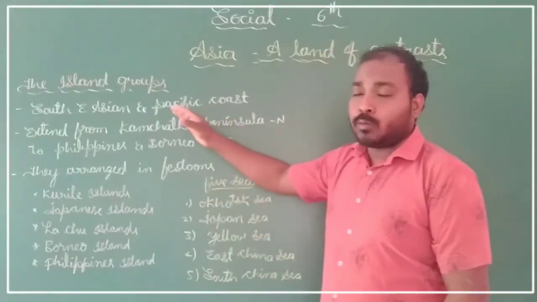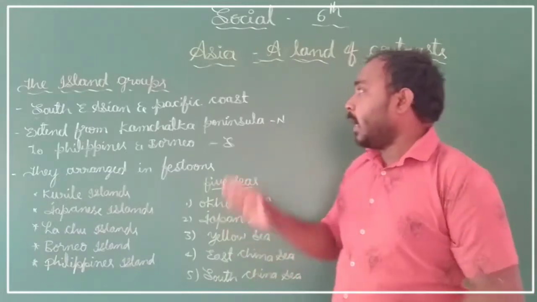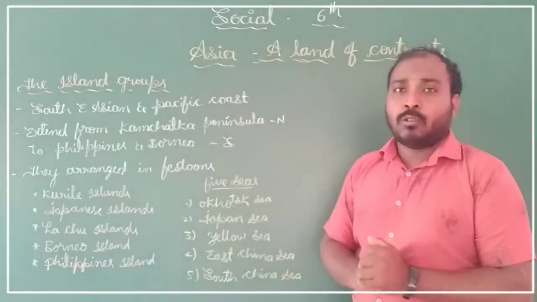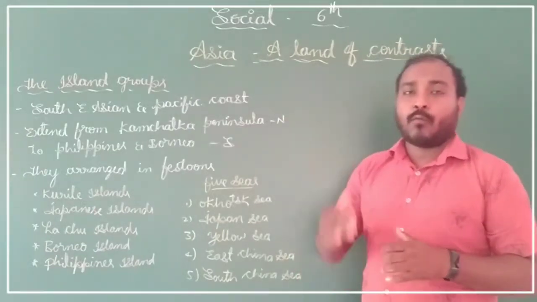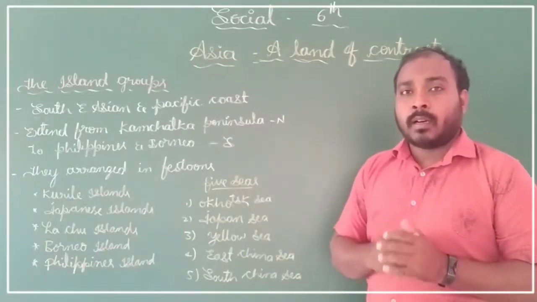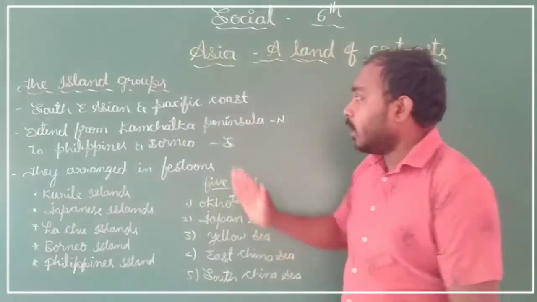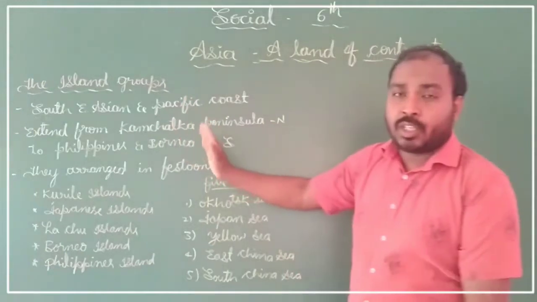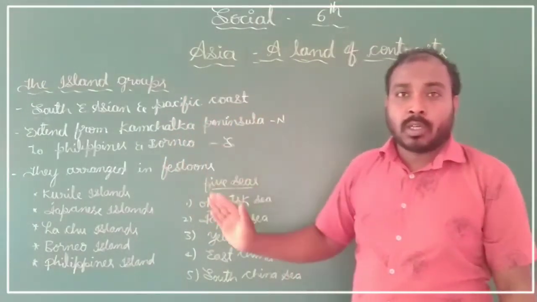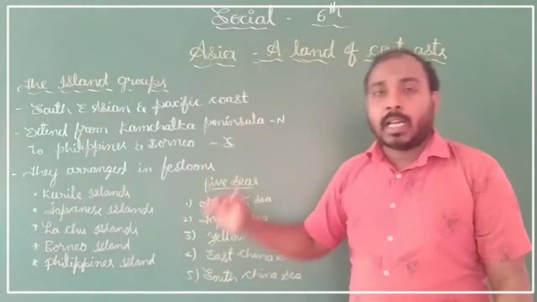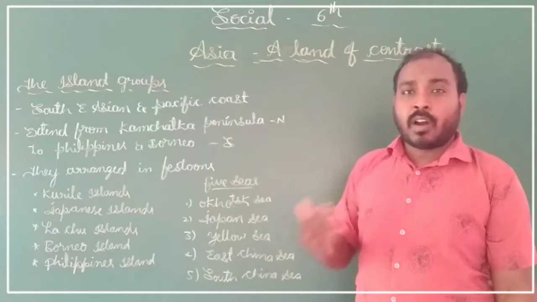The next one, the last one, is island groups. As you know already, what is the meaning of an island? Water on all four sides, with land in the middle, is called an island. Many islands are found in Southeast Asia and on the Pacific coast. In the Asia continent, there are a number of islands in Southeast Asia and along the Pacific coast.